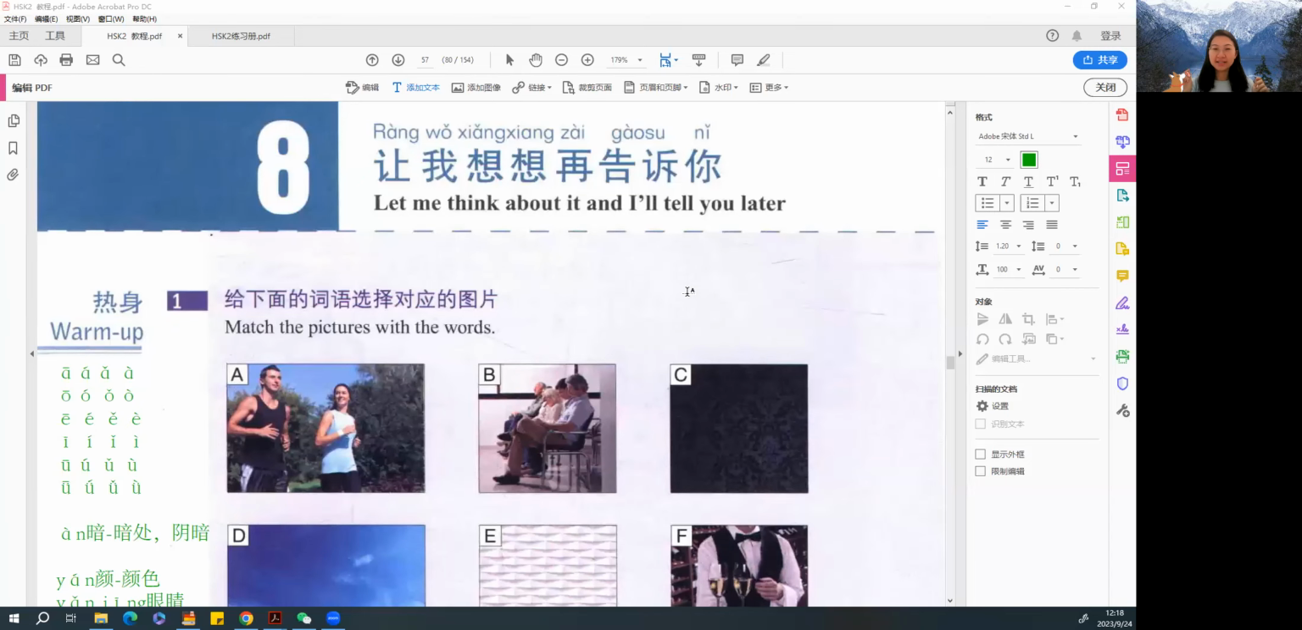Hello everyone, today we are going to start lesson 8. First of all, before we start our title, we are going to repeat the 4 tones practice, right? So now please read after me and try your best to distinguish each tone's difference.